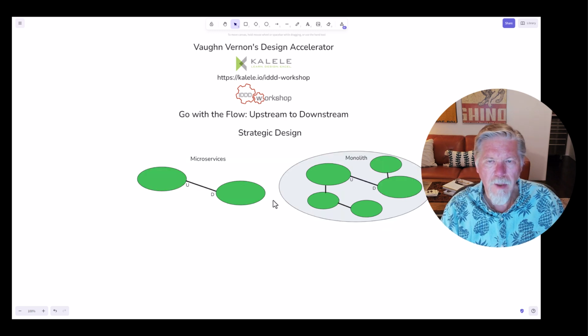I hope you benefited from my tutorial today. Remember, strategic design is very important. It's really the most important part of domain-driven design. Bounded context with context mapping. Whether you're using microservices or a monolith, domain-driven design is quite important.